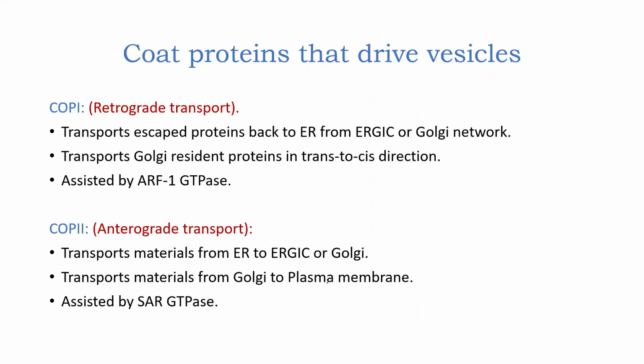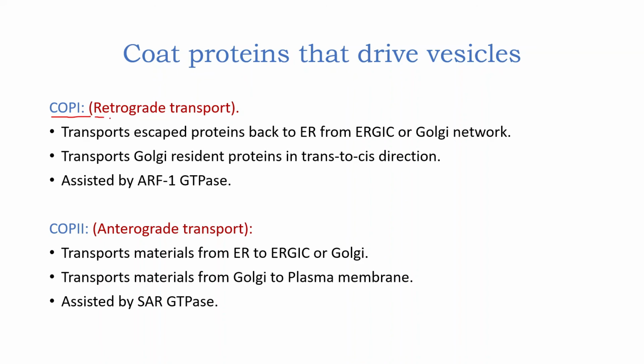Now, last but not the least, for the formation of transport vesicles in a cell, there is a need for assistance which is provided by certain proteins. These proteins are called coat proteins. So coat proteins actually drive the formation of the vesicles. There are three types of coat proteins. The first one is COP1, which we just discussed.